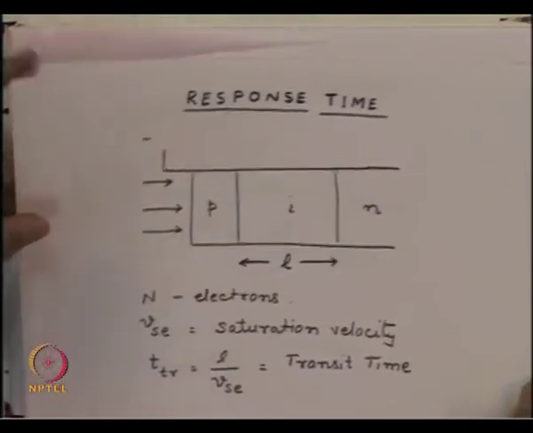Having understood this, one can now do a simple analysis to find out what will be the frequency response or the time response for the photodetector. So let us do a simple analysis. Let us say we have a sinusoidally modulating signal which is incident on the photodetector.